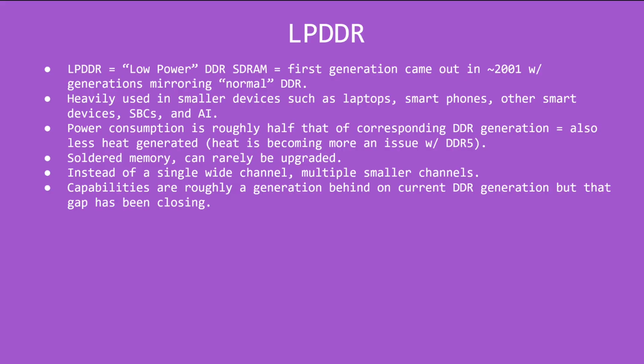That is becoming far more of an issue with DDR5. Just a few years ago, the idea that you needed to cool your RAM was kind of a pipe dream. Now it's starting to become a thing. It's usually soldered on. It's not meant to be upgraded. So you're not just going to find RAM sticks of it, but I'm sure somewhere there's something. Key thing is instead of a single wide channel, it's multiple smaller channels. That's how it can generate less heat.